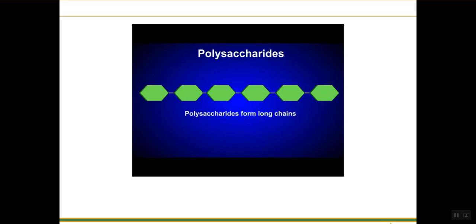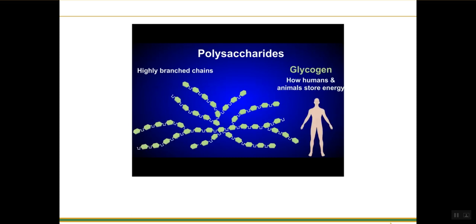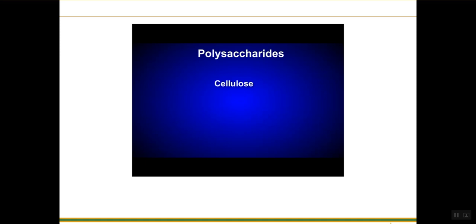Polysaccharides are formed when glucose monomers link together to form long chains. These long chains of glucose units are ideal for storing energy. The chains can be straight or branched. Plants store energy in the form of amylose, which has straight chains, or amylopectin, which is branched. Animals differ from plants in that they store energy in the form of glycogen, which is a highly branched polysaccharide that can be broken down quickly to supply energy to tissues. Other polysaccharides, such as cellulose, chitin, and peptidoglycan, serve as structural molecules in organisms.